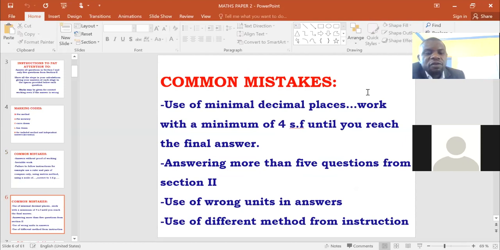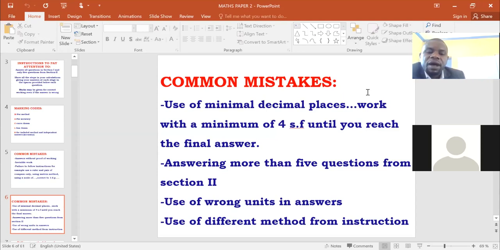I've also written there use of wrong units. In mathematics, a unit may not be very important in giving your answer. We are interested in the value. But if you commit yourself and write the wrong unit, you lose the accuracy marks. For example, if you have to calculate a volume, and the answer was 200 centimeters cubed, but you go ahead and write 200 centimeters squared, you lose the accuracy mark because you have committed by writing the wrong unit. But if you leave it at 200 without the units, you still score the marks.